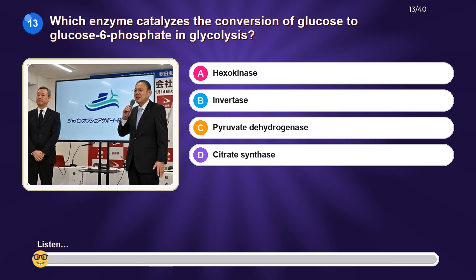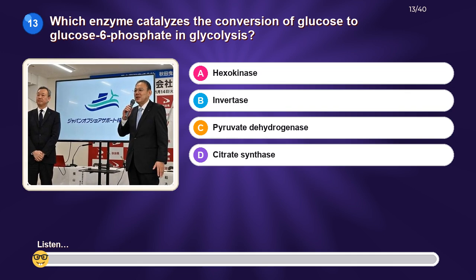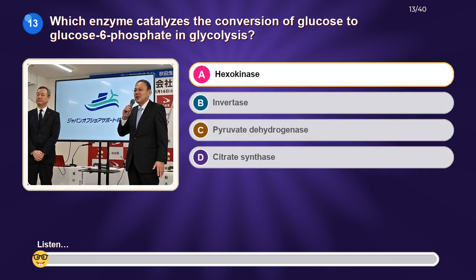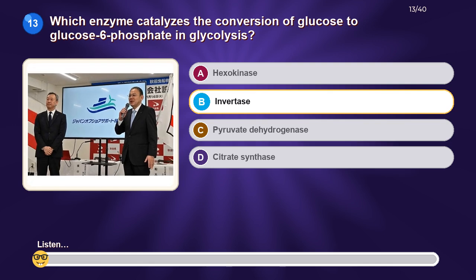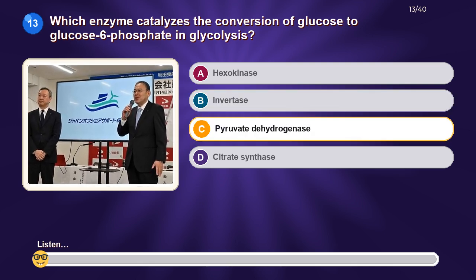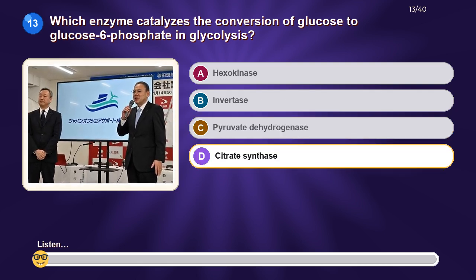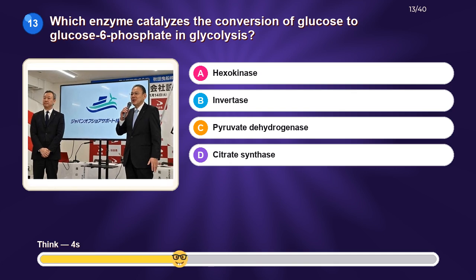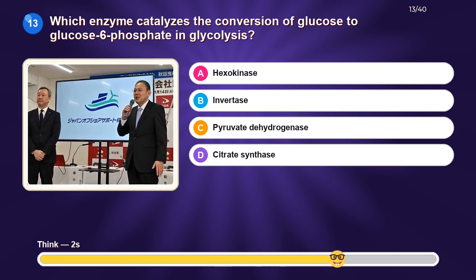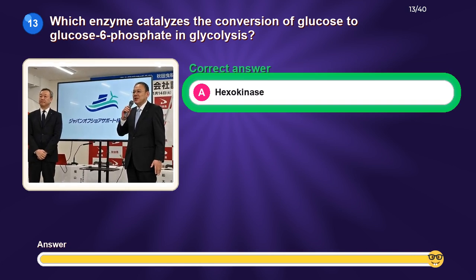Which enzyme catalyzes the conversion of glucose to glucose 6-phosphate in glycolysis? Option A, hexokinase. Option B, invertase. Option C, pyruvate dehydrogenase. Option D, citrate synthase. The correct answer is hexokinase.